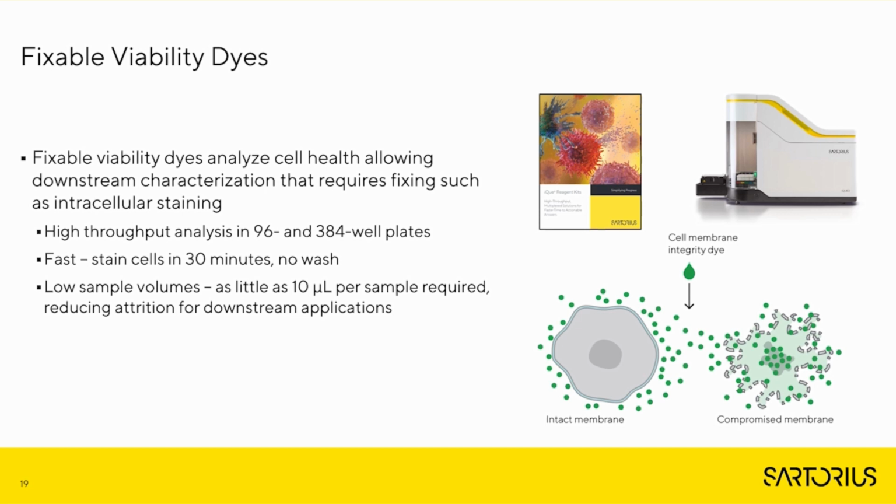So this allows for high throughput analysis in 96 and 384 well plates. It's fast. You can stain your cells in 30 minutes without any washing. And you can, again, use very low sample volumes, as little as 10 microliters per sample required. So this reduces attrition for downstream applications.